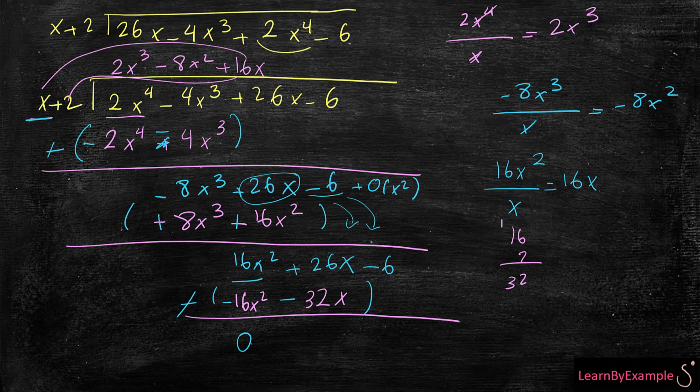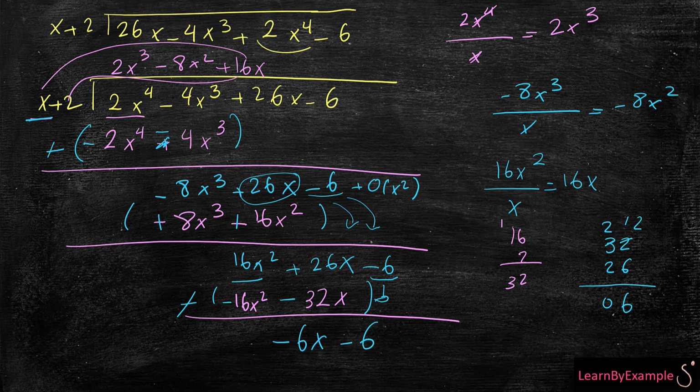26x minus 32x. So what is 32 minus 26? I get 2 here, 12 here, 6. So it's just 6. Because 32 is the bigger number, I get negative 6x. And then negative 6, there are no terms here, so we can't add it to anything. So I have negative 6x minus 6. And no, we are not done yet.